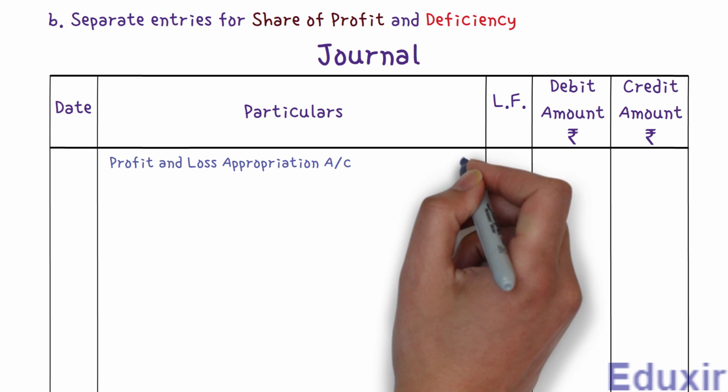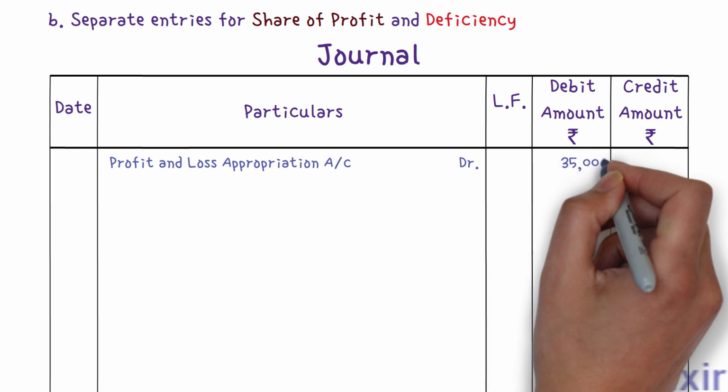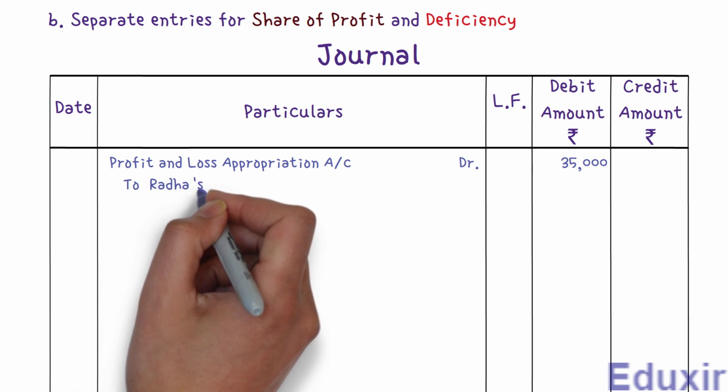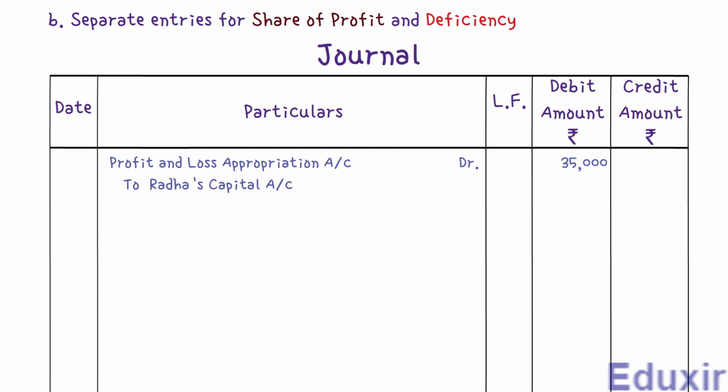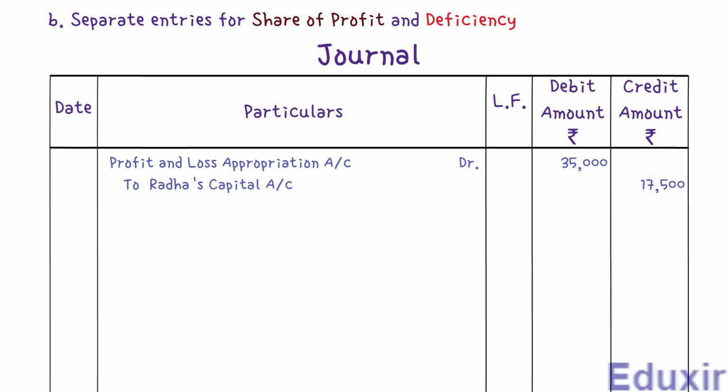Let's then write the text DR to indicate that this is a debit entry. Let's then write the corresponding debit amount of 35,000 rupees in the debit amount column. Let's then write the first credit entry into the partner Radha's capital account. Let's then write the corresponding credit amount of 17,500 rupees into the credit amount column.